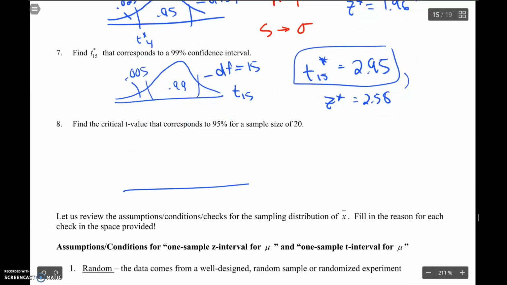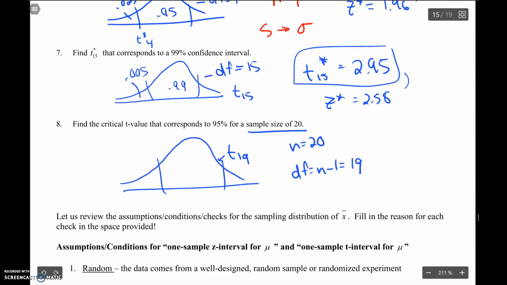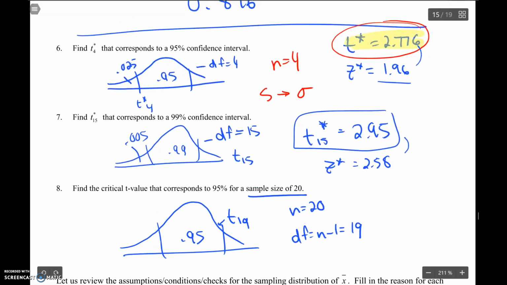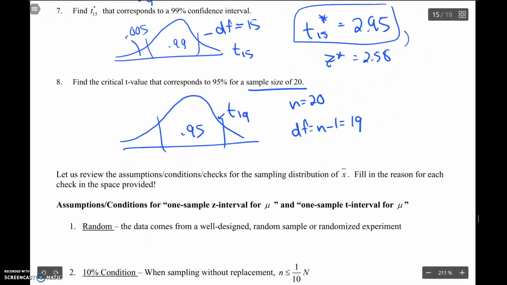What about 95 for 20 degrees of freedom? No. Be careful here now. For a sample size of 20, degrees of freedom is your sample size minus 1. So this would be 19 degrees of freedom. Be careful there. So this is a t-curve with 19 degrees of freedom, 0.95. 19 degrees of freedom, that's pretty close. It's probably going to be pretty close to the 1.96, but it's definitely going to be bigger.